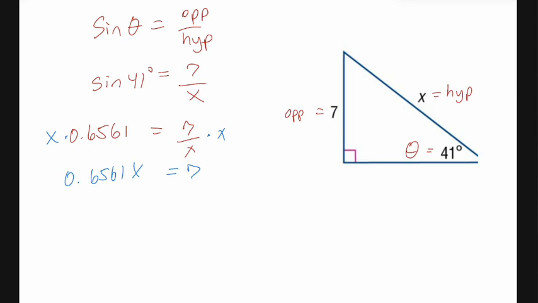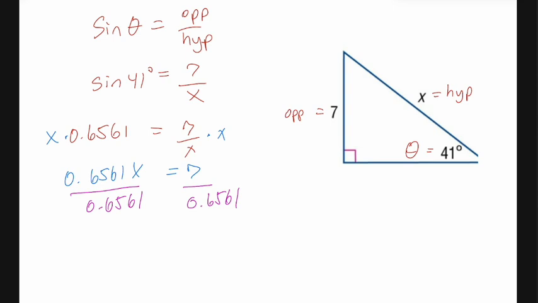Now it's just an algebraic equation, a simple one at that, a one-step algebraic equation. How do you solve for x? We've got to divide. Got to take that 0.6561 and divide it off. So we're going to divide both sides by 0.6561. Looking back at our triangle, should our answer be less than 7 or more than 7?